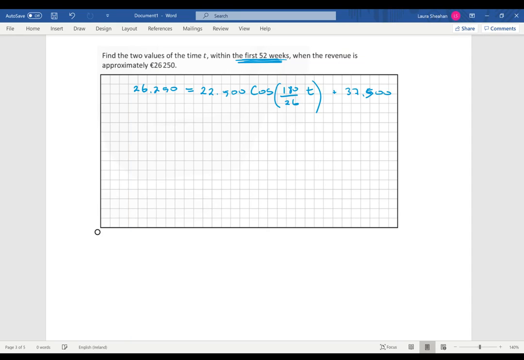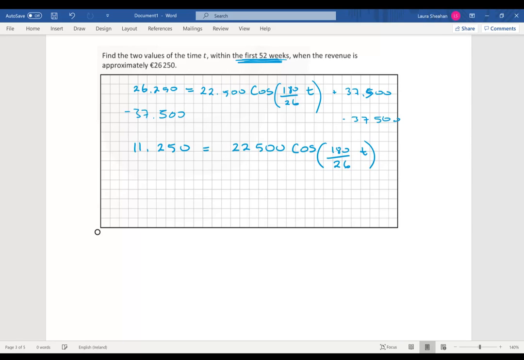Okay. And the very first thing I'm going to do here is subtract the 37,500 from both sides. So that will get me 26,250 minus 37,500. That will leave me with minus 11,250 euro is equal to 22,500 cos 180 over 26t. So we're looking for T in this case.